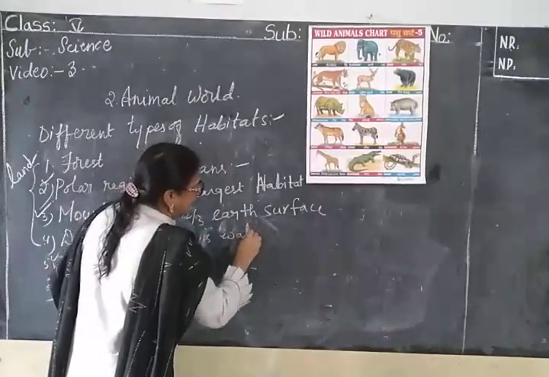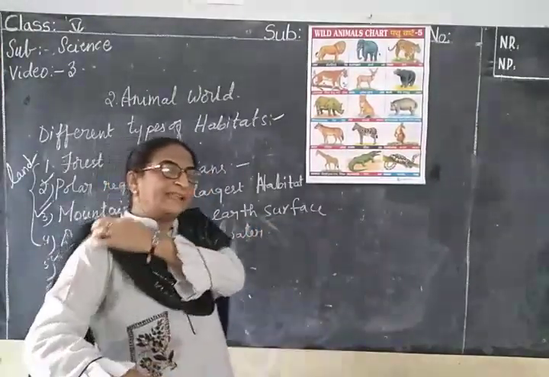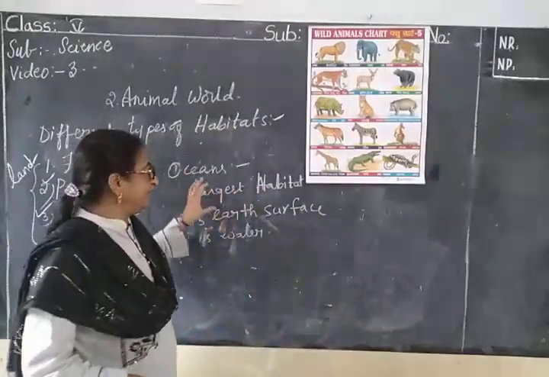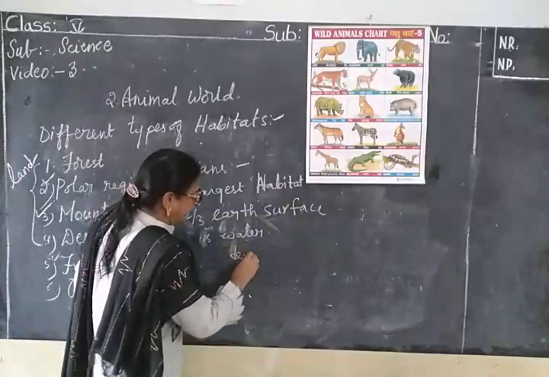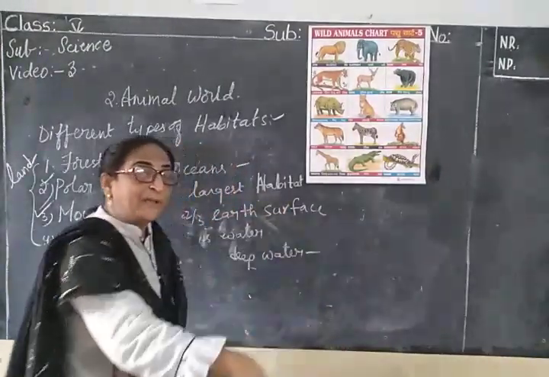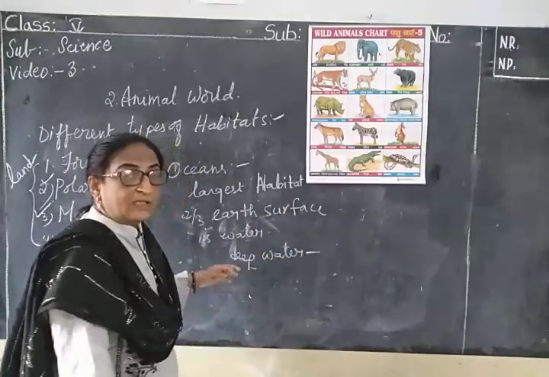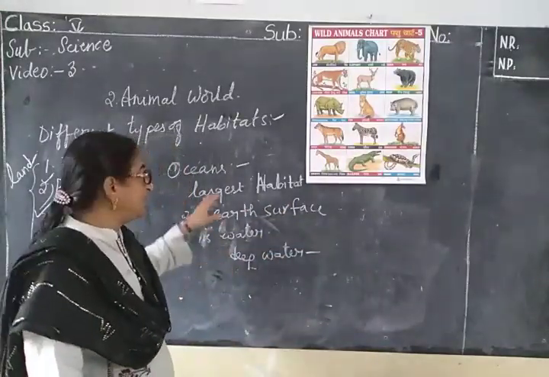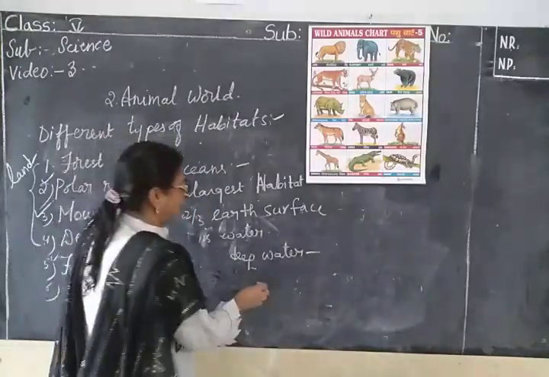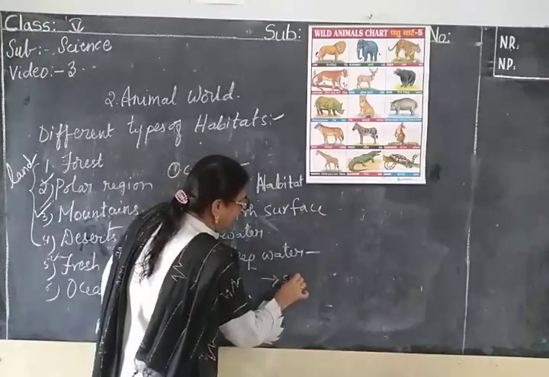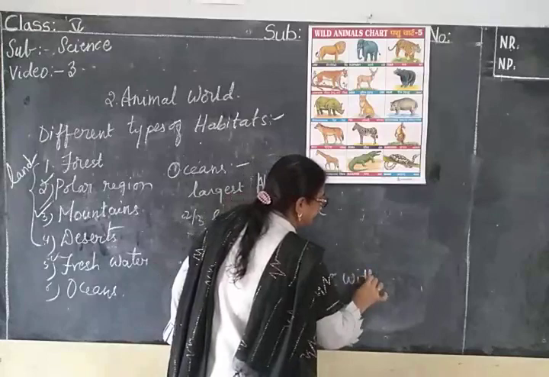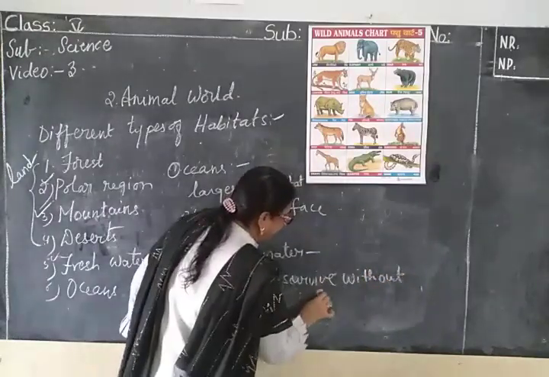So we find animals living in this water also. And these animals can live deep inside the waters. Some animals in oceans live in deep waters, where sunlight also doesn't reach. So in that zone also they live. So they can survive. The animals in the oceans live in the deep waters, and they can survive without sunlight also.